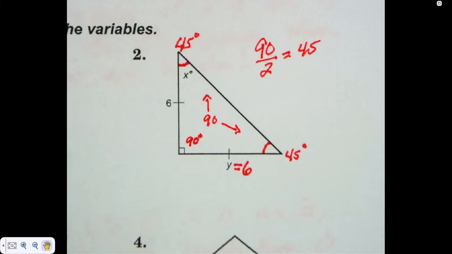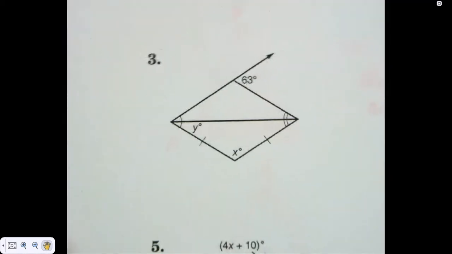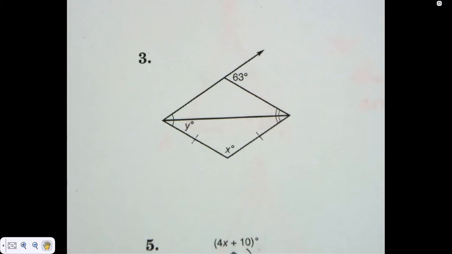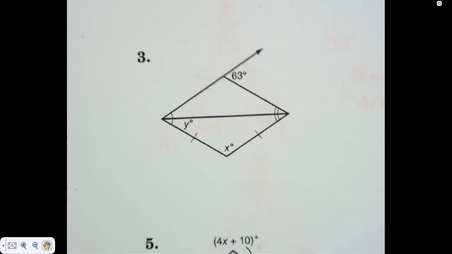Yep, that's what it is. Okay. Let's look at number 3. Trying to trick you now. We got 2 triangles, don't we? It's okay. It's not the end of the world.